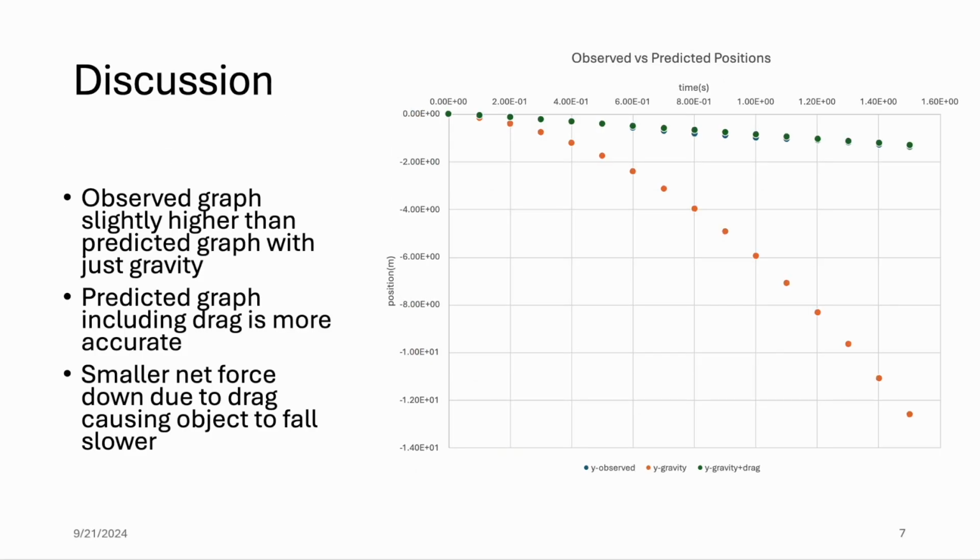So the graph with drag was higher than the graph with just gravity. This is because drag causes the tissue to fall slower, so it takes a longer time to reach the same final height of negative 1.3 meters. The predicted graph including drag was much more accurate than the just gravity code. As you can see here, the y gravity is much lower, and the y observed and y gravity plus drag are basically about the same points.